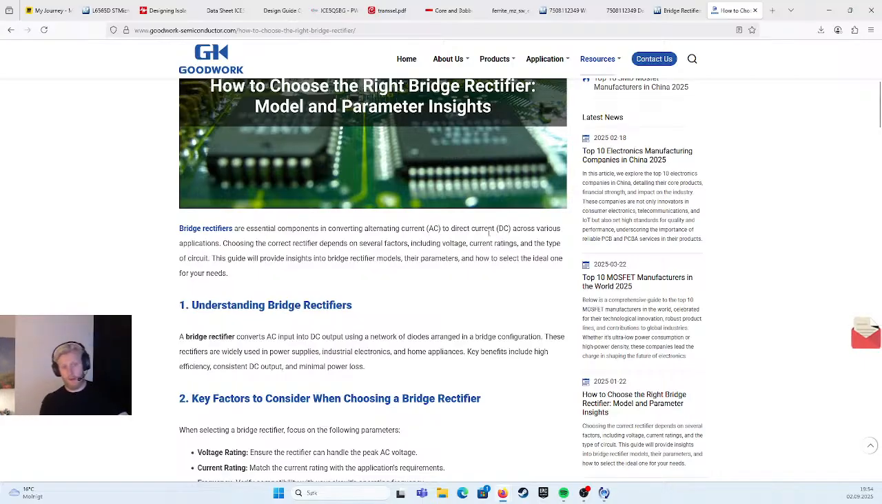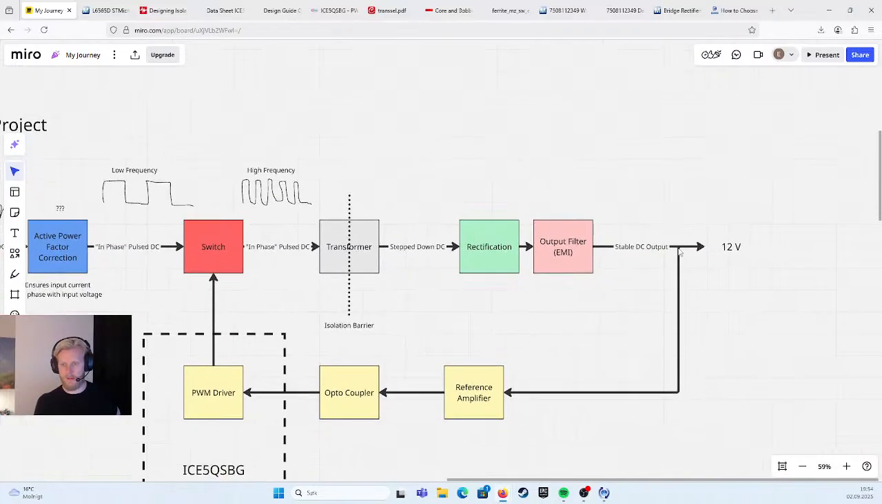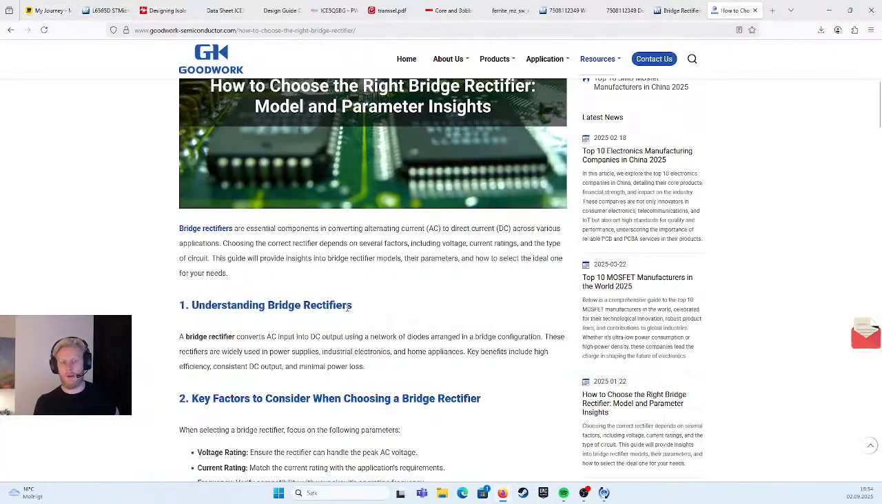So that's what it does. It converts it basically from AC to a direct current, where it's more pulsed, until it goes further and out the switch, and then eventually a stable DC output. Choosing the correct rectifier depends on several factors, including voltage, current ratings, and the type of circuits.